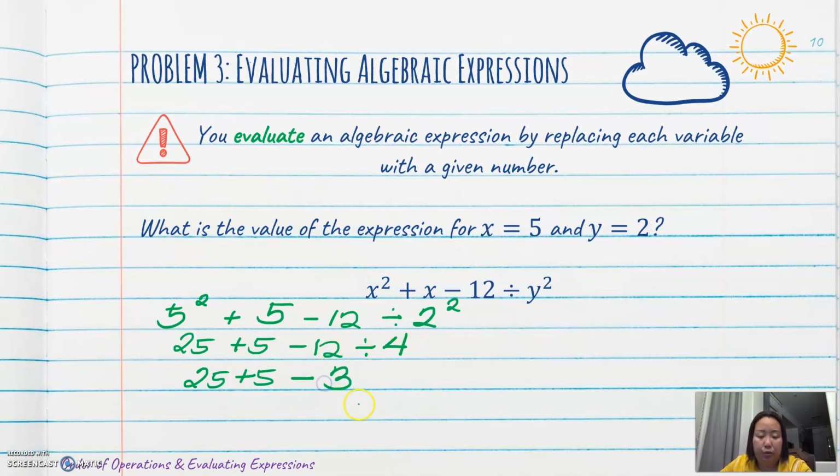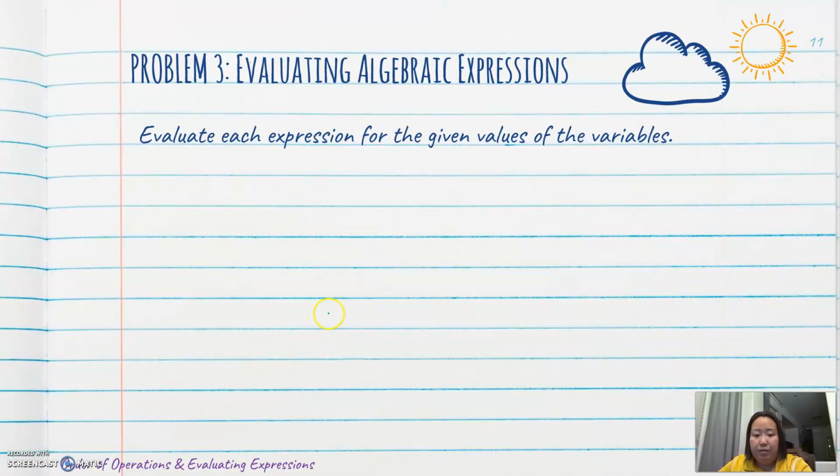which is 3. We are down to our last two operations, addition and subtraction, so we just do it from left to right. We start with 25 plus 5, that's 30, minus 3, and simplifying this, you will get 27.